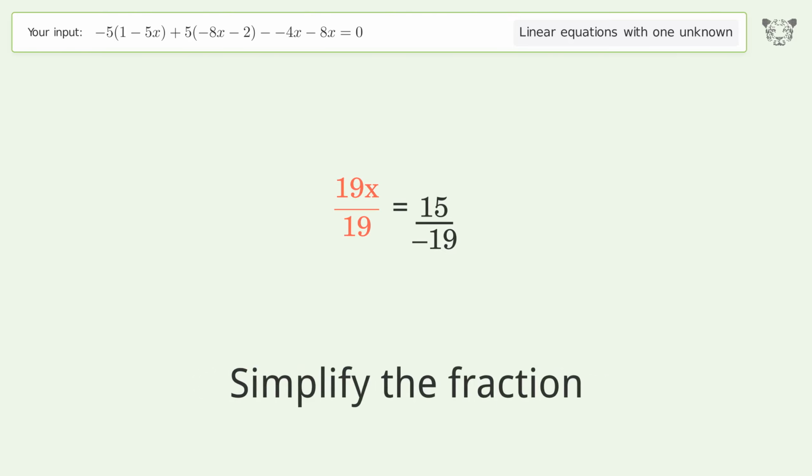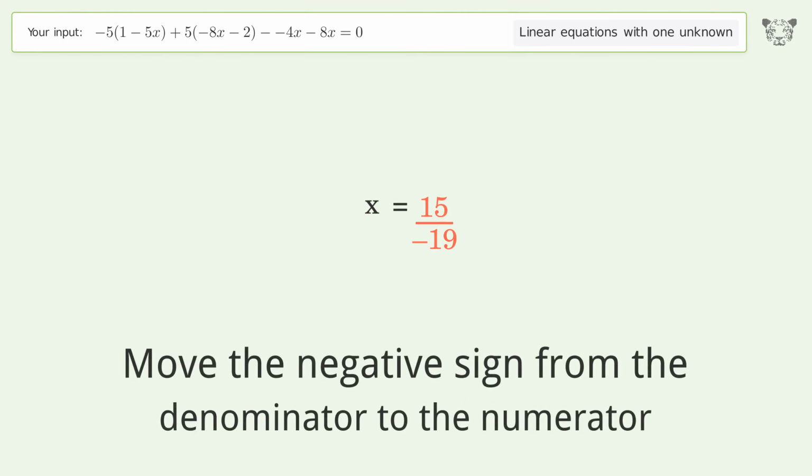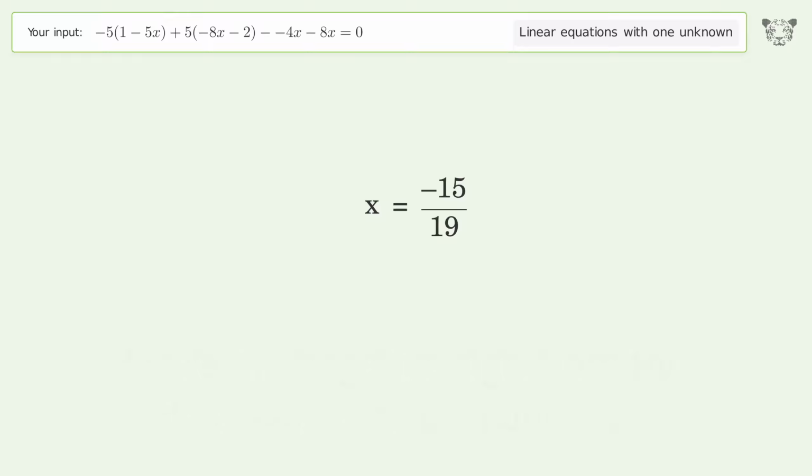Simplify the fraction. Move the negative sign from the denominator to the numerator. And so the final result is x equals -15/19.